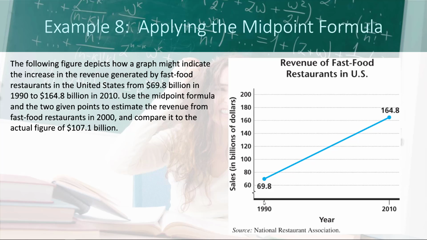Well, notice we have 1990 in the x-axis and 2010 in the x-axis, and the x value of the midpoint therefore will be 2000. So all we need to do is figure out the y coordinate of the midpoint, and that's just a direct application of the midpoint formula. It's going to be 69.8 plus 164.8 divided by 2. And if you knock that out in your calculator, you are going to have 117.3, which is what you would put into MML.